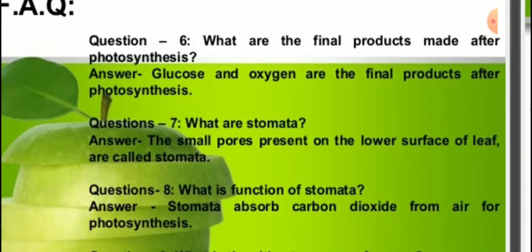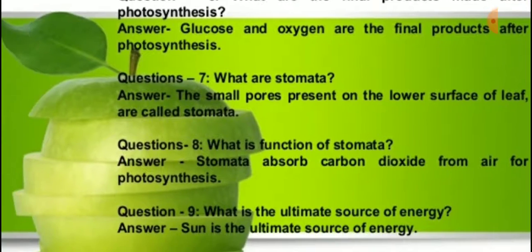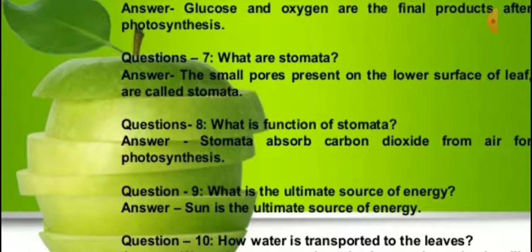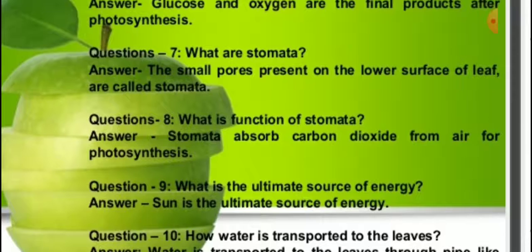What are the final products made after photosynthesis? Glucose and oxygen are the final products after photosynthesis. Next, what are stomata? The small pores present on the lower surface of the leaf are called stomata. What is the function of stomata? Stomata absorb carbon dioxide from air for photosynthesis.